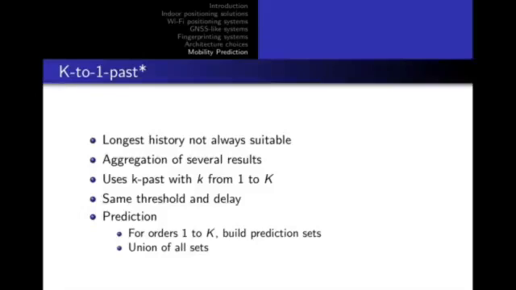And last, the k-to-1 past star, since the longest history is not always suitable due to its possible lack of learning data when building the model, it will aggregate several results, which are the results from the k-past from 1 to k with the same threshold and delay. The predictions are built for orders 1 to k, build prediction sets, and we return the union of all sets as a result of the prediction.